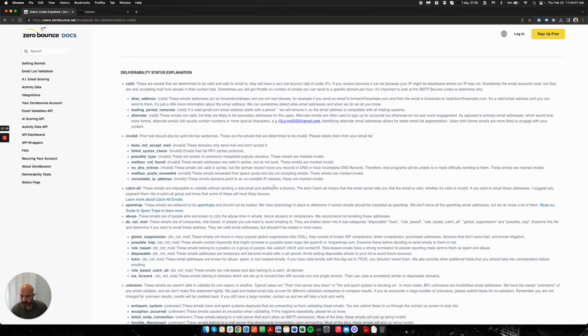Mailbox quota exceeded. These are ones that I'm sure we've all experienced at some point. The message bounced back. There's no more space left in the inbox. So it is invalid because it's not going to accept mail. You're going to get a bounce message on that. But this might be something you want to go back and check again down the road, because maybe they opened up the quota and now you can send mail to them again.